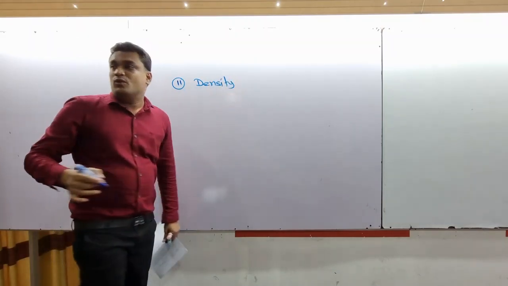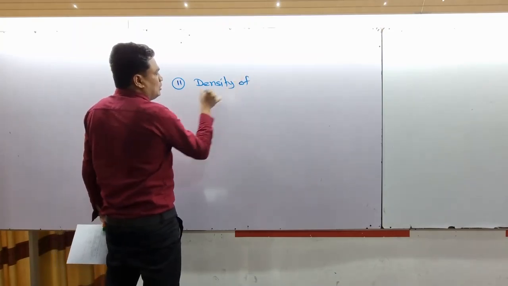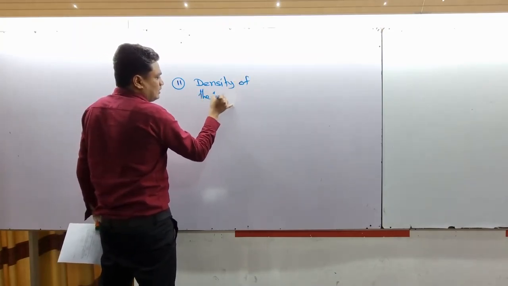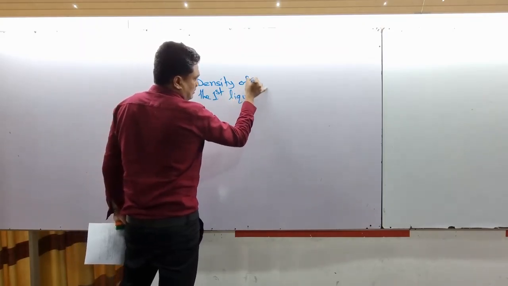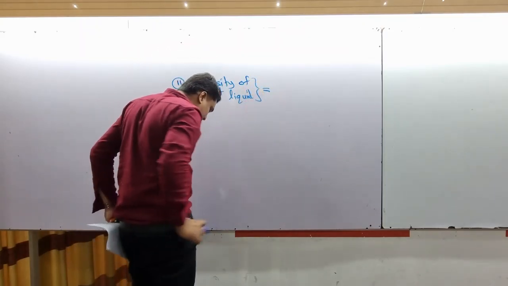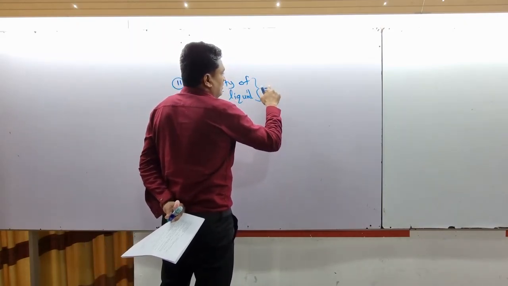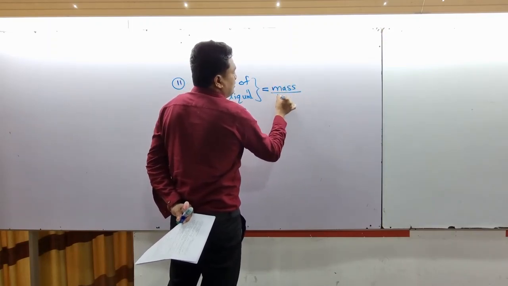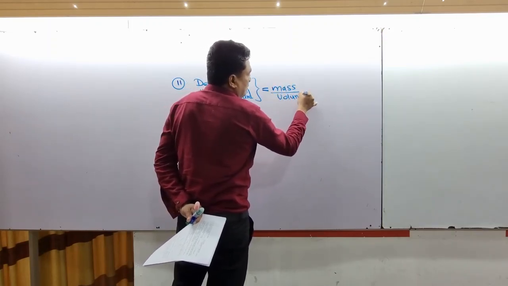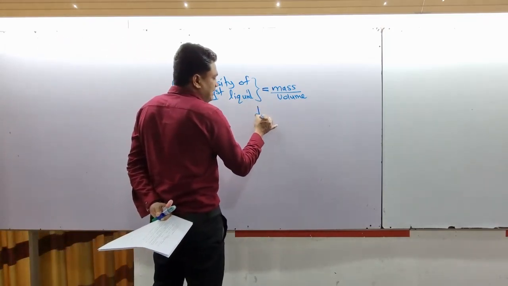We know that density equals mass over volume. So the density of the first liquid is mass over volume. Am I right there? So density is given as D1.